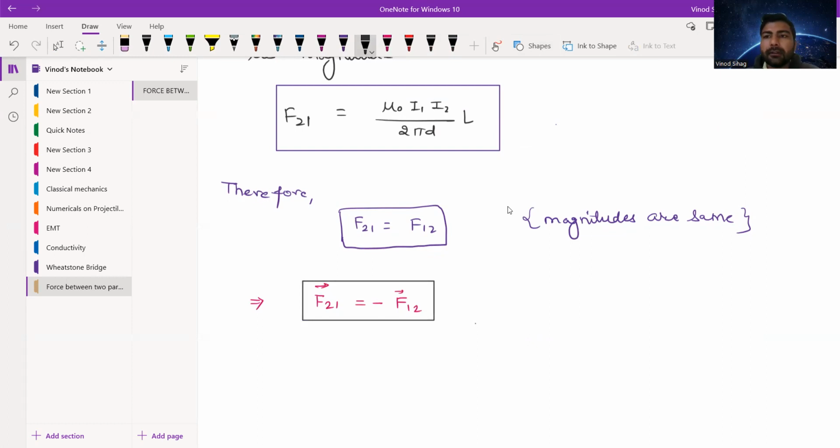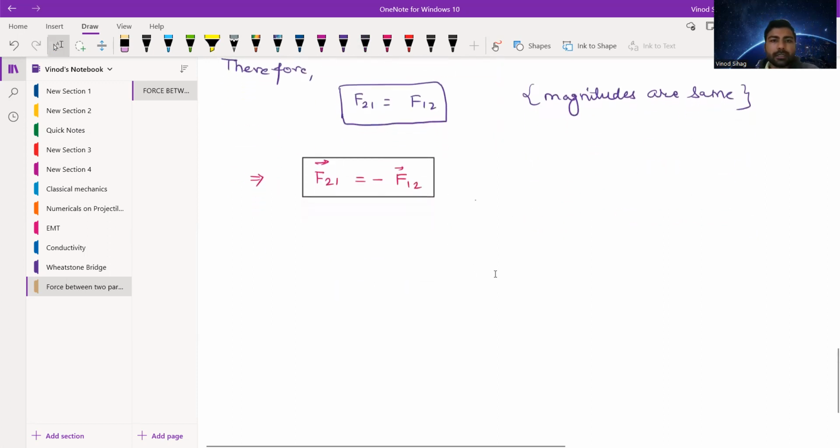And it is verifying also which rule? Newton's third law of motion, that says that for every action there is equal and opposite reaction. So that is also following here. Okay, so there are some conclusions. Let me write.